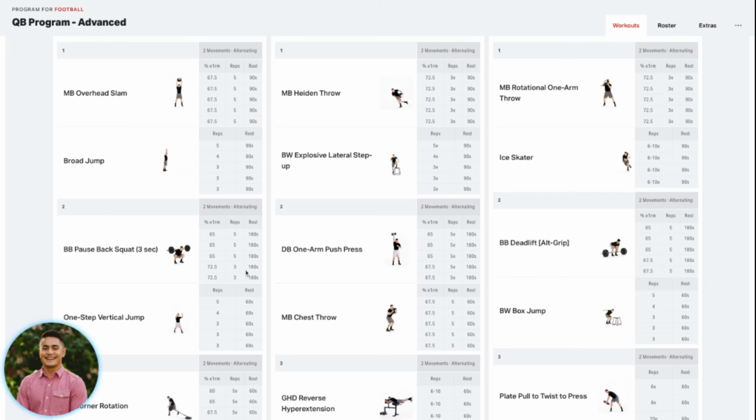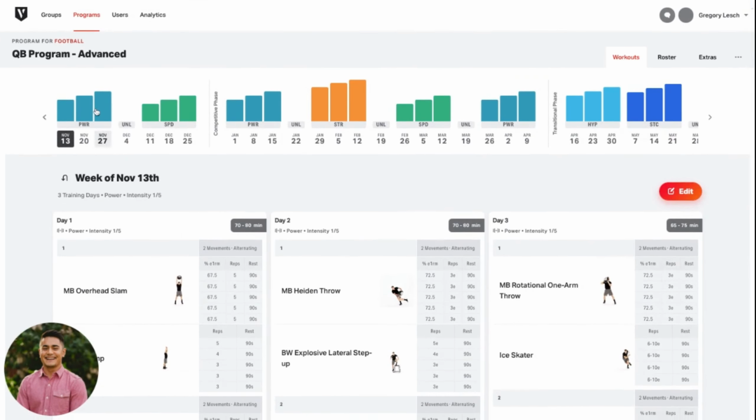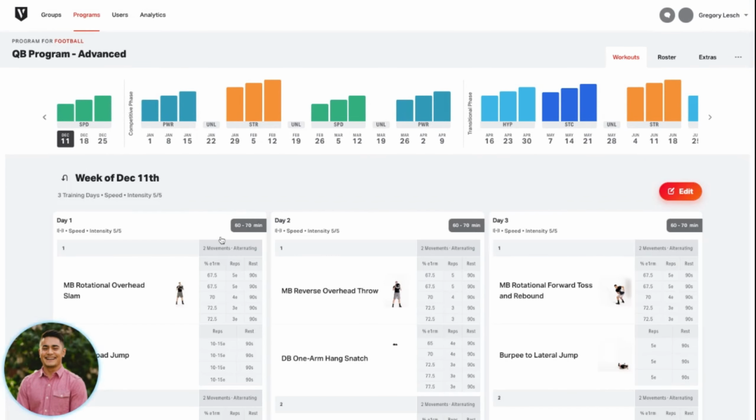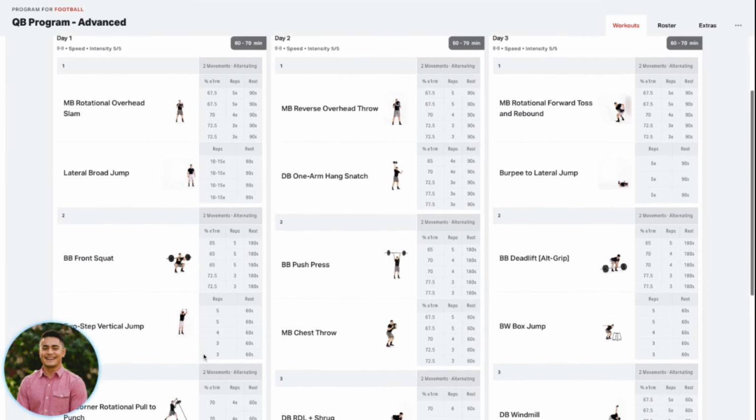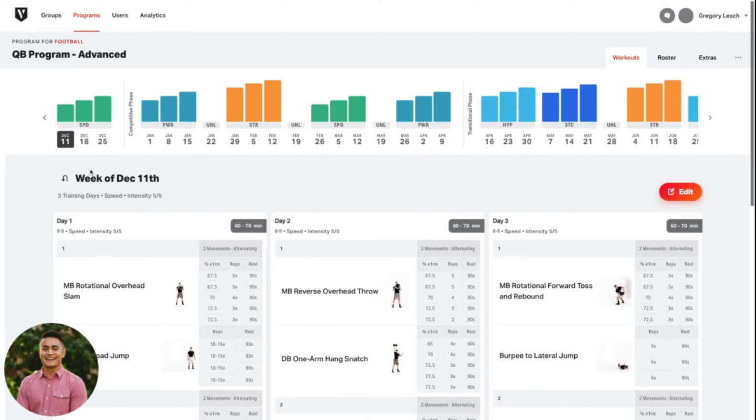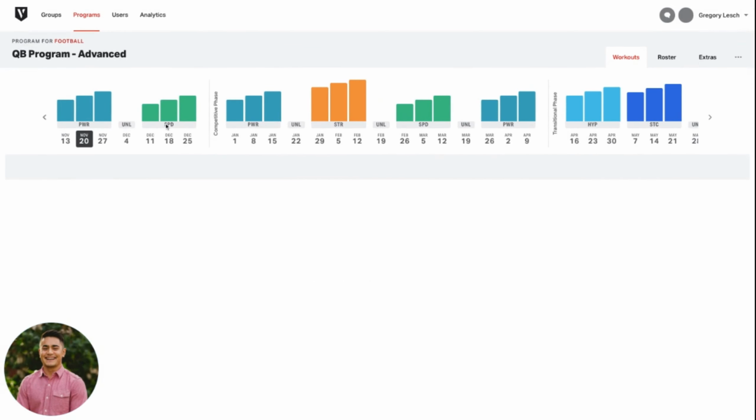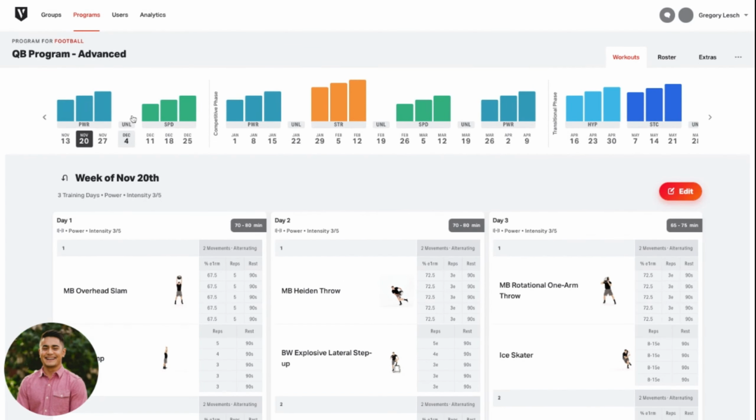So you follow the recommendations that Volt gives you in terms of how much weight, and you execute these with control, but also at the highest velocity that you can. Same thing with speed. The weights just get even lower and you move even faster. We do this as we get closer to the season because we want to focus more on rate of force development and velocities, as those are going to be more, quote unquote, game specific as we transition to your competitive phase.